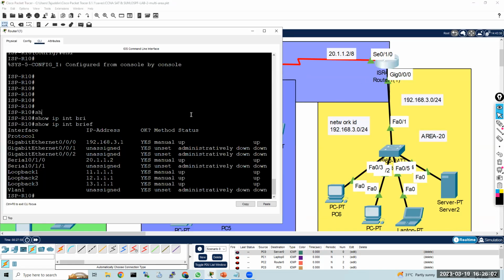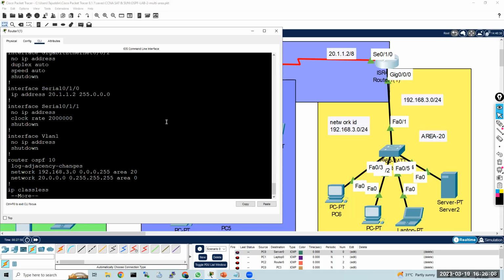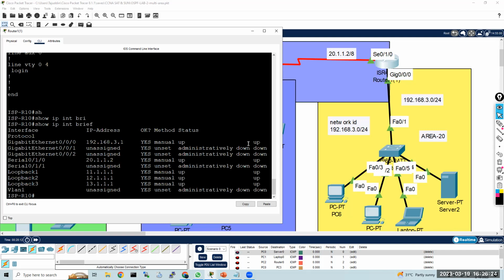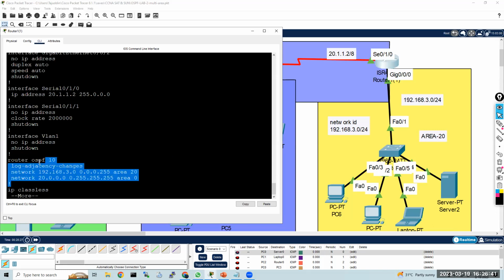Show run. Yes. Let's see the IP address assignment. Where is the gigabit interface? Show IP interface brief. Okay, so the interfaces are up. It's already up, yes. This is gigabit 0/0. So show run. Let's see the OSPF configuration. So this is the configuration.